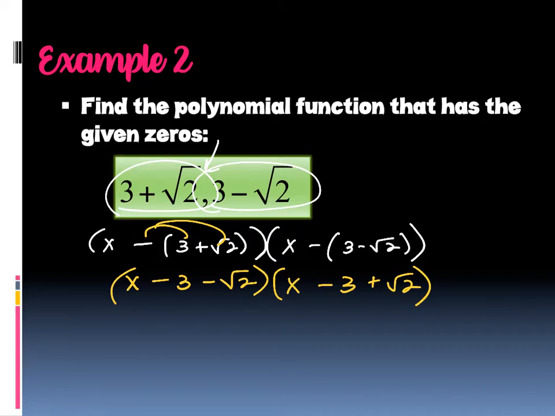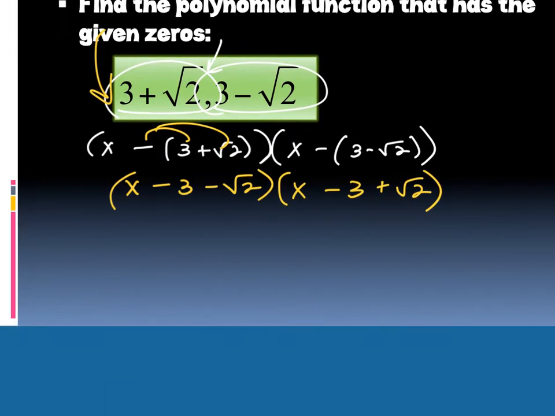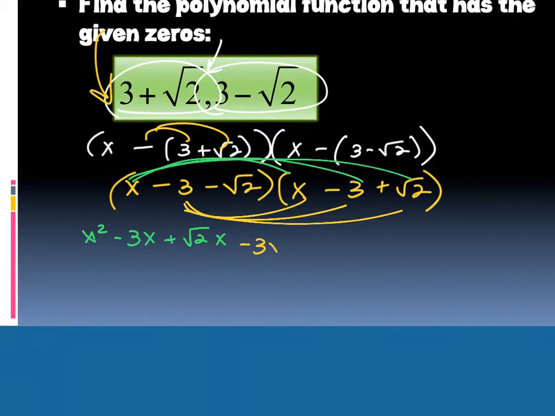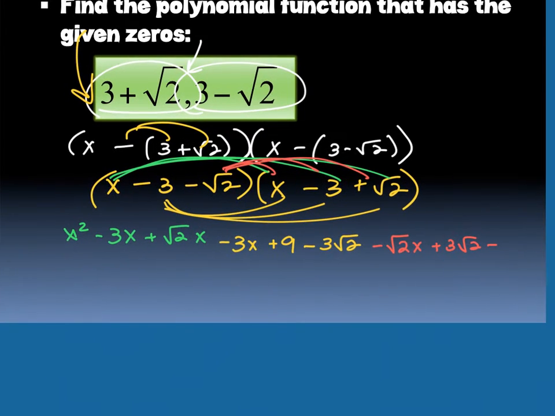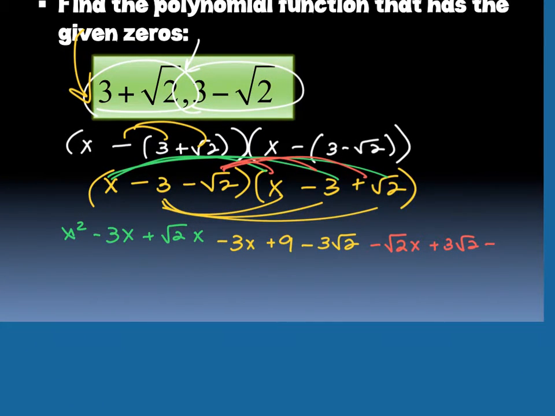If the leading number is positive like this one, then it's going to be minus at the front, but that minus has to get distributed into both terms. So now when I multiply it out, the x is going to go to all three. I get x squared minus 3x plus root 2x. The negative 3 goes to all three. Negative 3x plus 9 minus 3 root 2. And then the negative root 2 goes to all three. Negative root 2x plus 3 root 2 minus root 2 times root 2, which is what? 2.